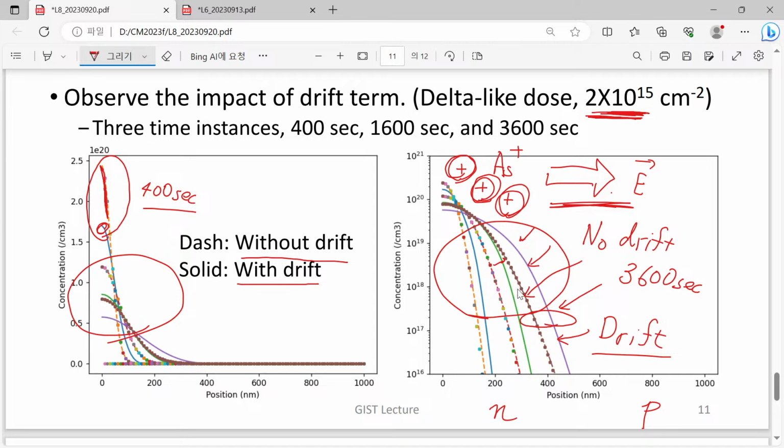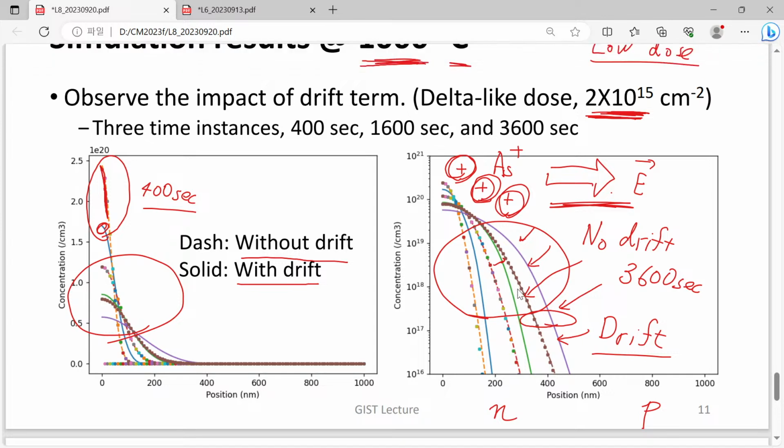So your understanding is correct. Due to the electric field, these atoms are accelerated. Okay. So on the question from our students.